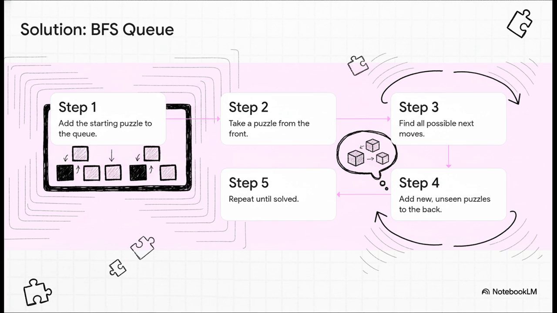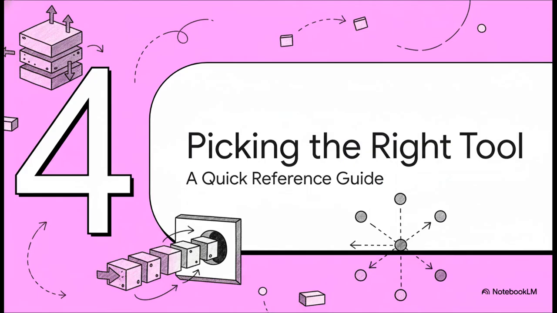See, because the queue is FIFO, it guarantees that you explore all the puzzles that are one move away first, then all the puzzles two moves away, and so on. It's a methodical, level-by-level search that just wouldn't work with a stack. So, as you can see, the real magic is knowing which tool to pull out of the toolbox for the job at hand.